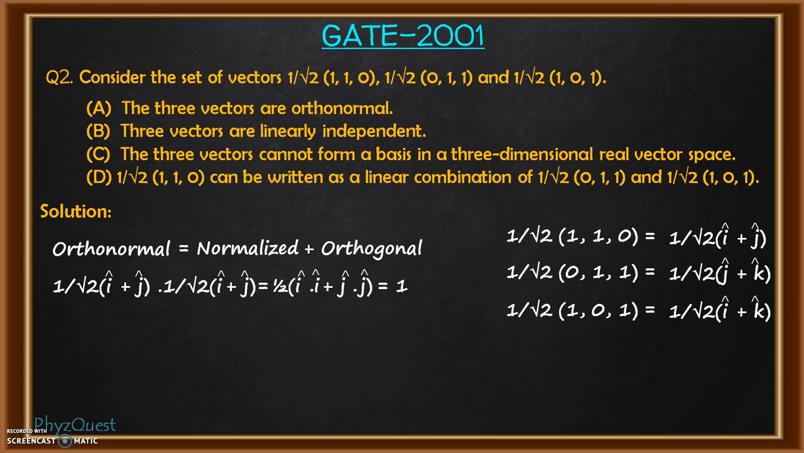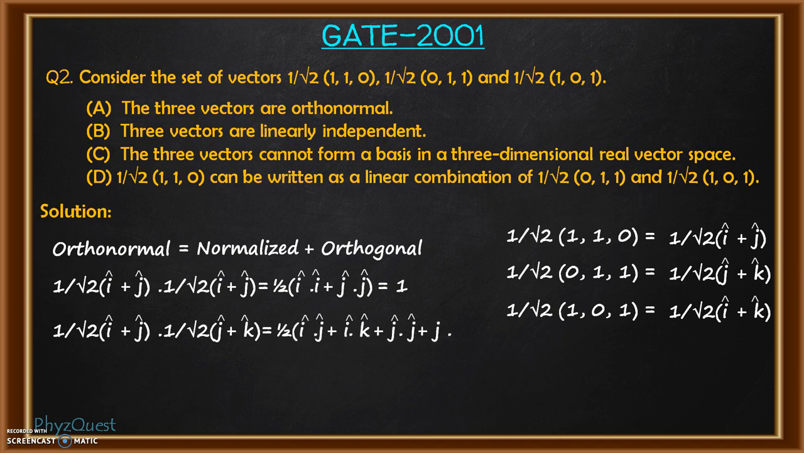So let's check. Consider the first and the second vector and take the dot product of both of them. 1 by root 2 (i cap plus j cap) dot 1 by root 2 (j cap plus k cap). This is equal to 1 by 2 times (i cap dot j cap plus i cap dot k cap plus j cap dot j cap plus j cap dot k cap). Out of the four terms, the first, second and the fourth terms go to 0. The only non-zero term will be this one, which is equal to 1.